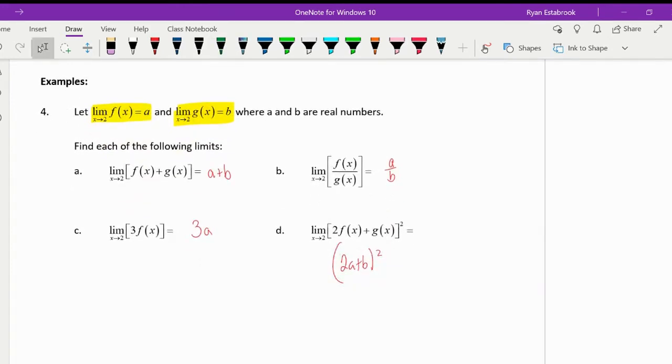Next example, we have the limit of f of x as x approaches 2 is equal to a, and the limit of g of x as x approaches 2 is equal to b. So we're going to do some arithmetic with these different functions. And I have all the answers in here.